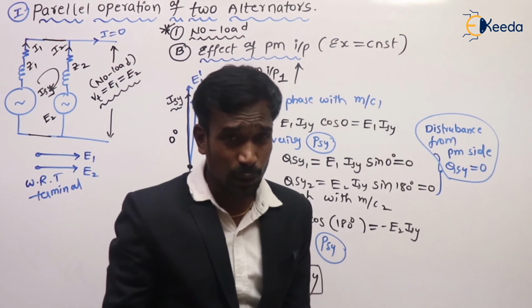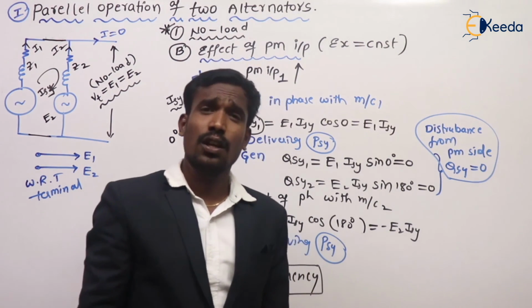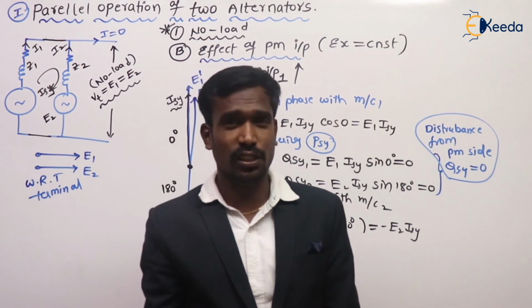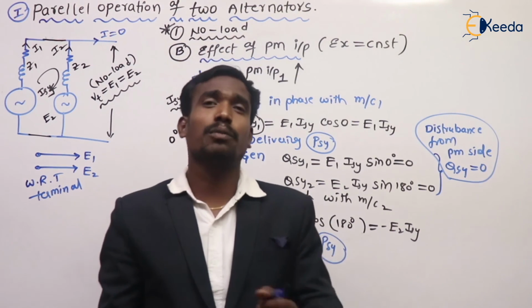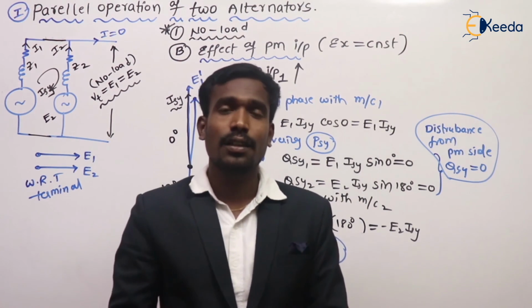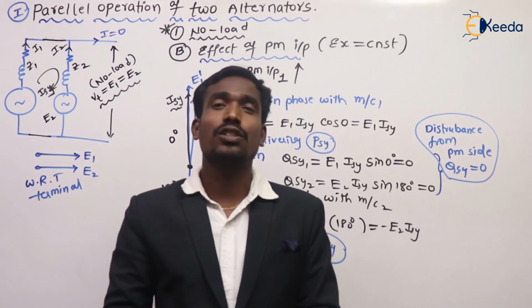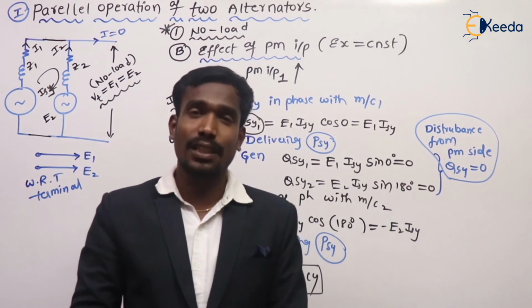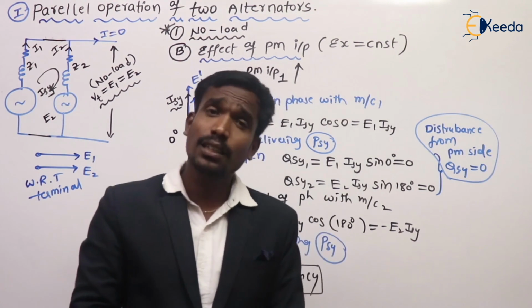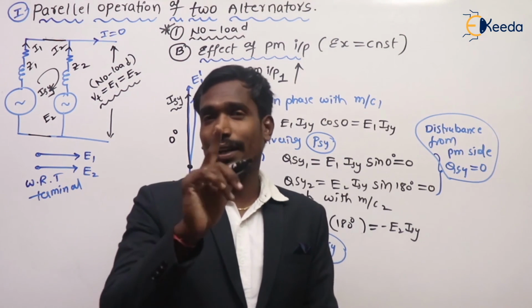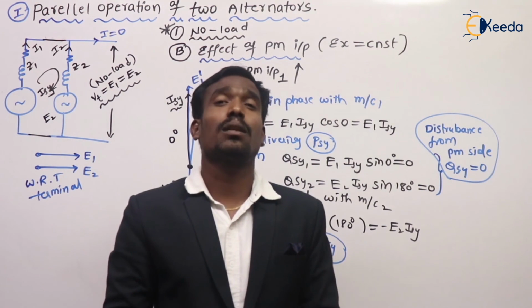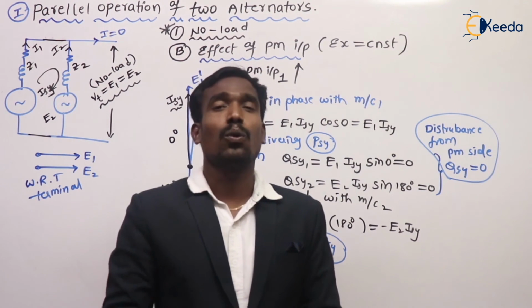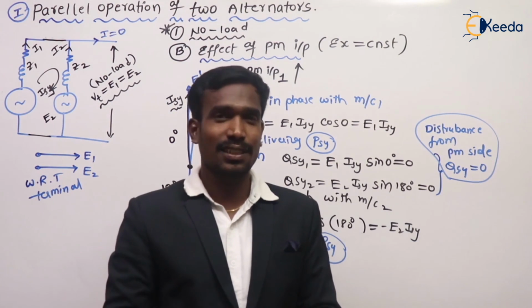Okay, are you clear? Now they will ask you a question. To change the terminal voltage, what do we have to change? Option A, prime mover input, or option B, excitation? Tell me. Yeah, by changing the excitation, we can change the terminal voltage. Next one. To change the frequency, what do we have to change? Excitation or prime mover input? Yeah, exactly. By changing the prime mover input, we can change the frequency. These two are very, very important factors here.